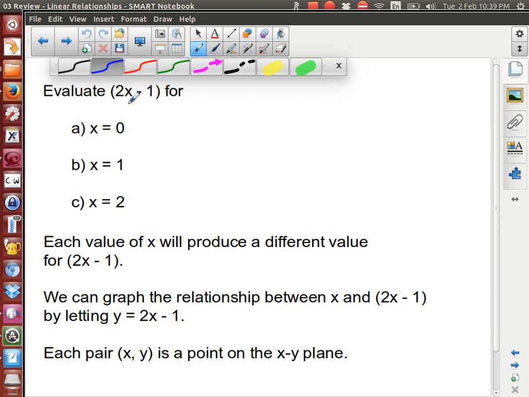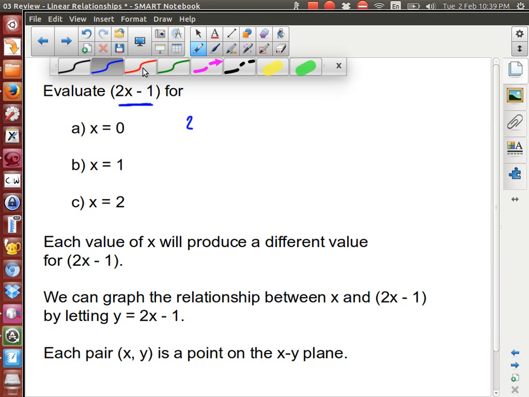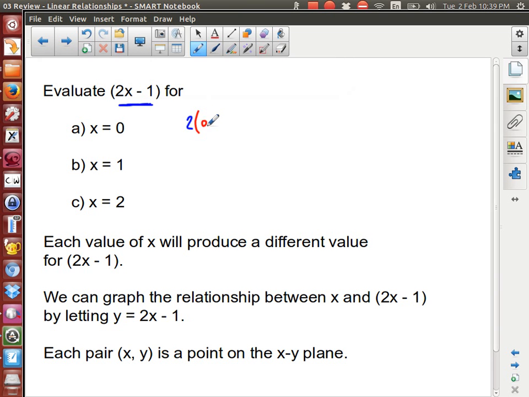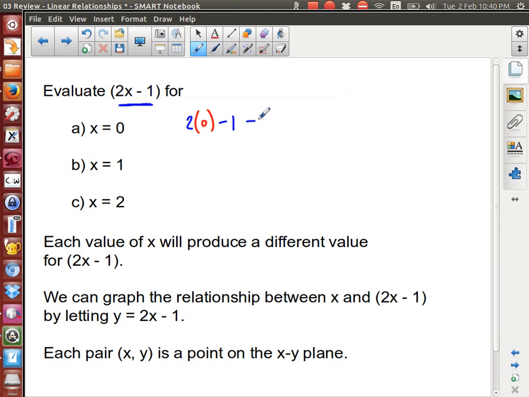So the expression 2x minus 1 is actually going to change its value depending on what the values of x are. When I start off with x equals 0, then my expression 2x minus 1 is no longer going to be x, it's actually going to be 2 times 0 minus 1. And then we go ahead and evaluate that. 2 times 0 is simply 0, minus 1 gives us an answer of negative 1.